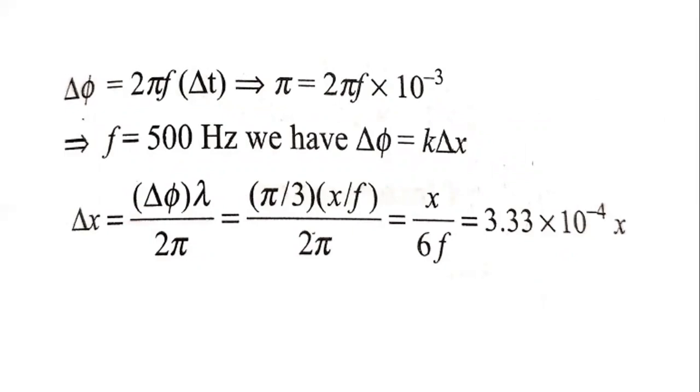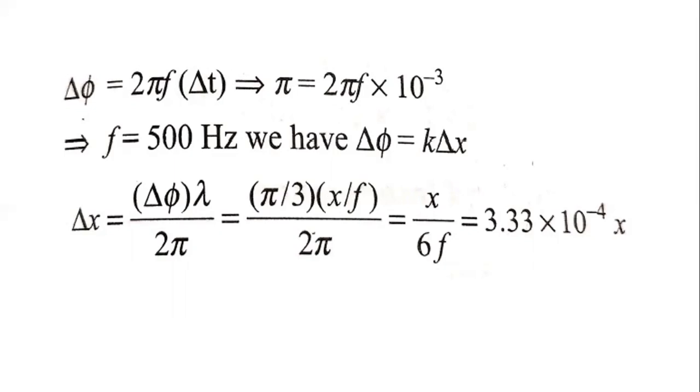Then again let us use the same relation. Phase difference is equal to k times the path difference. Therefore, path difference is equal to phase difference divided by k. K is 2 pi by lambda, so lambda goes to the numerator. So let us substitute. The phase difference is given as 60 degrees, and 60 degrees is nothing but pi by 3.